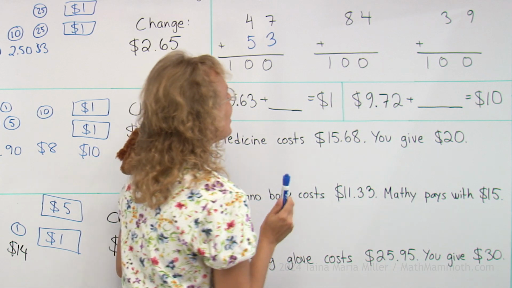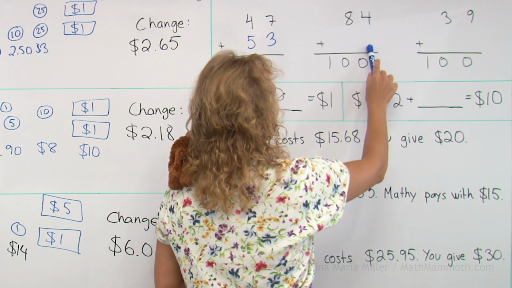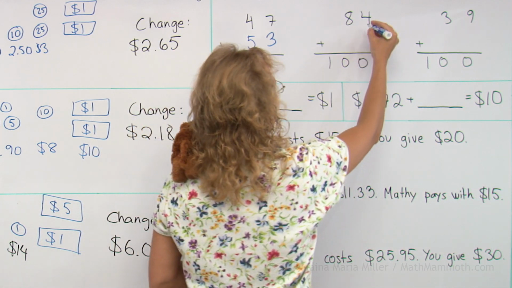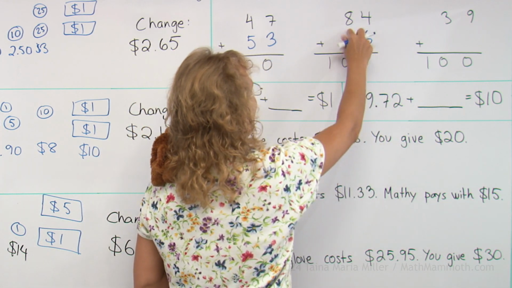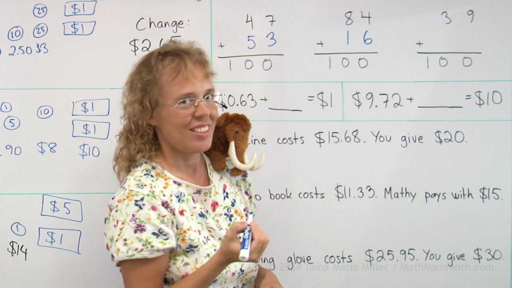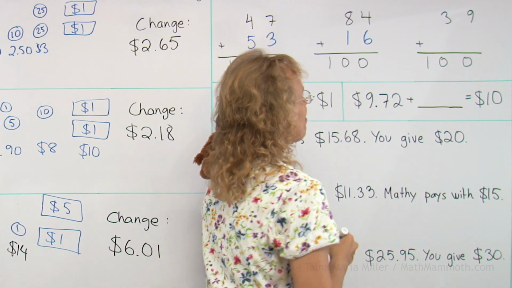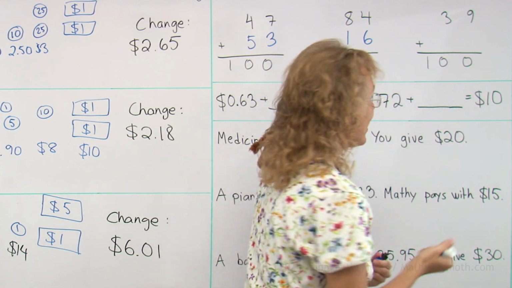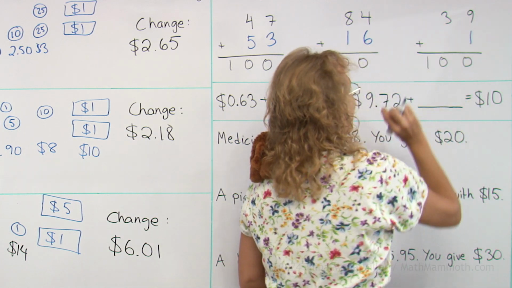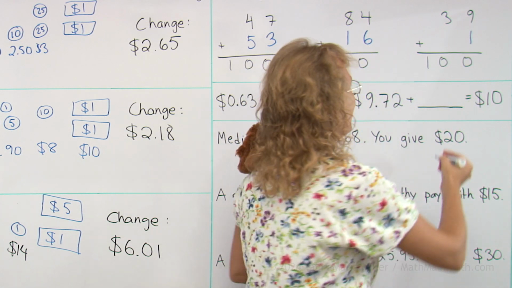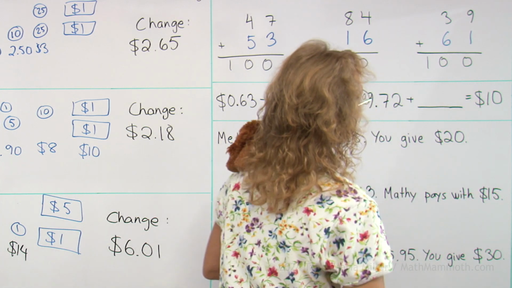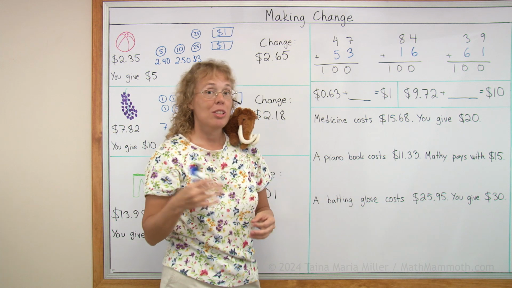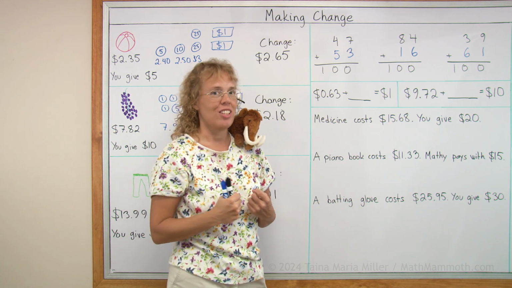So let's look at it here again. 4 and how many makes 10, and then 8 and how many makes 9. 4 and 6 makes 10, and 8 and 1 makes 9, right? One more time. Can you tell me? 9 and how many makes 10? And then 3 and how many makes 9? So we put 6 here. 61. 39 and 61. We can use this trick when we're using mental math and figuring out the change, okay?